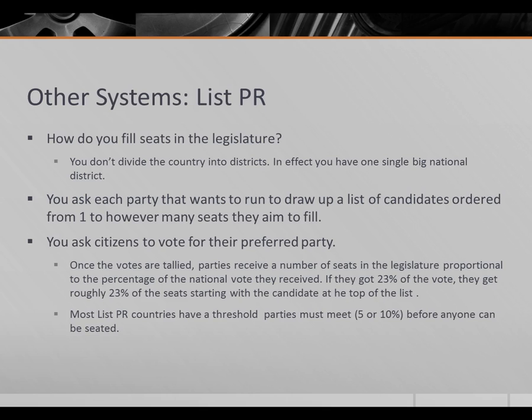Most list PR countries have a minimal threshold that parties must meet, of 5 or 10%, before anyone in the party can be seated. This helps exclude very small parties and helps avoid small parties having disproportionate effects in coalitions. Not all list PR countries have this minimum threshold, but many do. And the idea is to stop joke parties or single issue parties from being too influential.